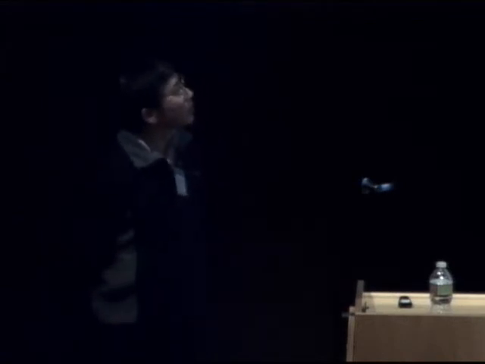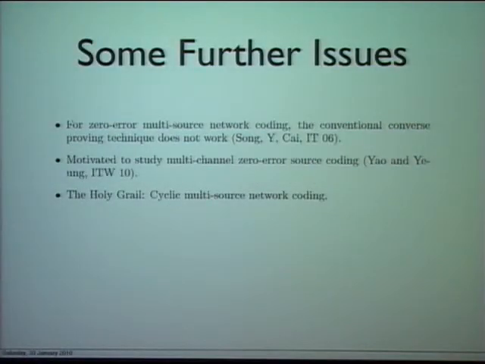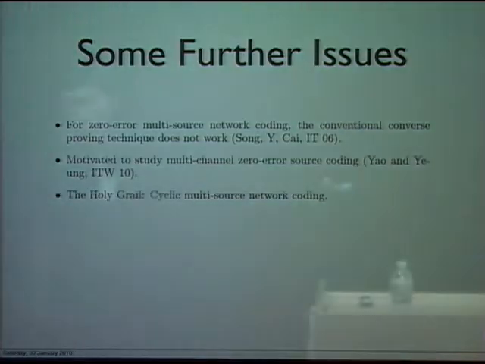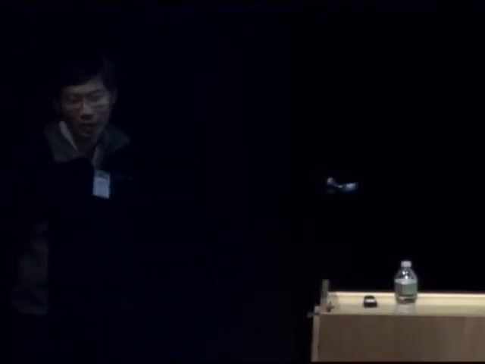Now, having said that, the remaining issues to be resolved are zero-error multi-source network coding. But I have only confined myself to the discussion of acyclic networks. For acyclic networks, we know what to do. We know how to do the coding in an order consistent with the partial order of the graph. But for cyclic networks, we have very little idea what can be done in general. So I would call this the holy grail for multi-source network coding. So that concludes my talk.